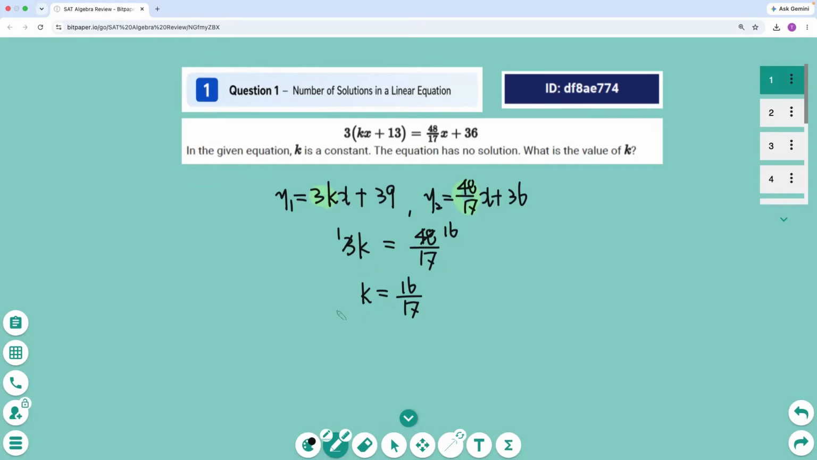Let's quickly check the y-intercepts to confirm they are different. y1 has y-intercept 39, y2 has y-intercept 36. Since 39 is not equal to 36, the lines are parallel and distinct. So the equation has no solution. And that's our answer. The value of k is 16/17.